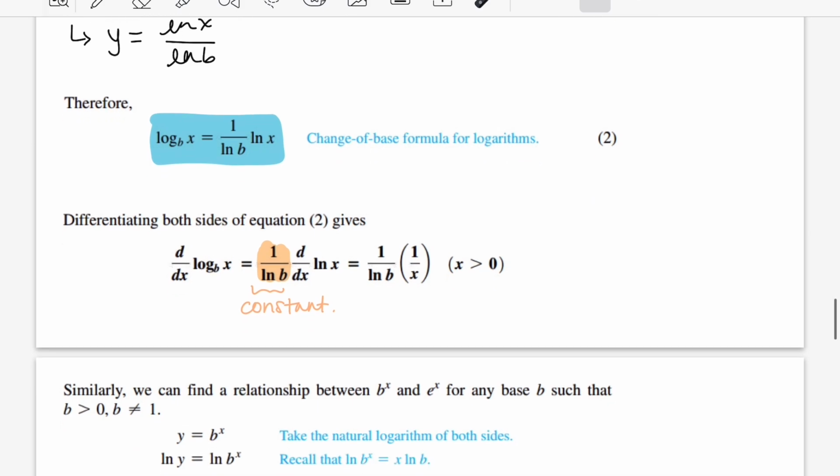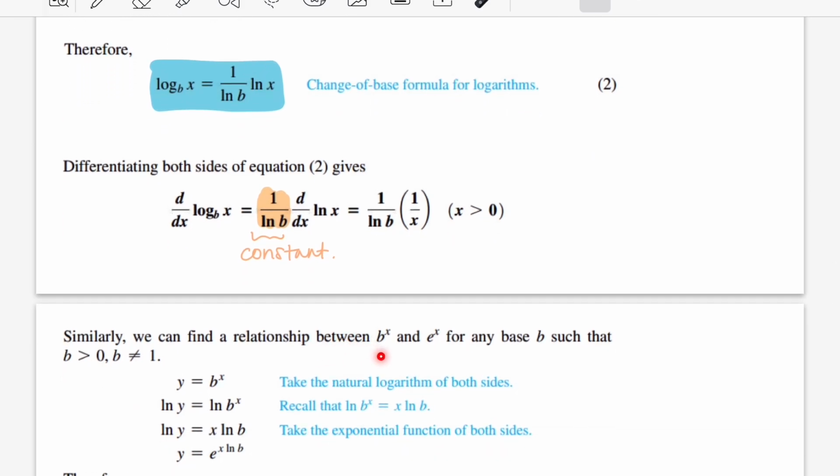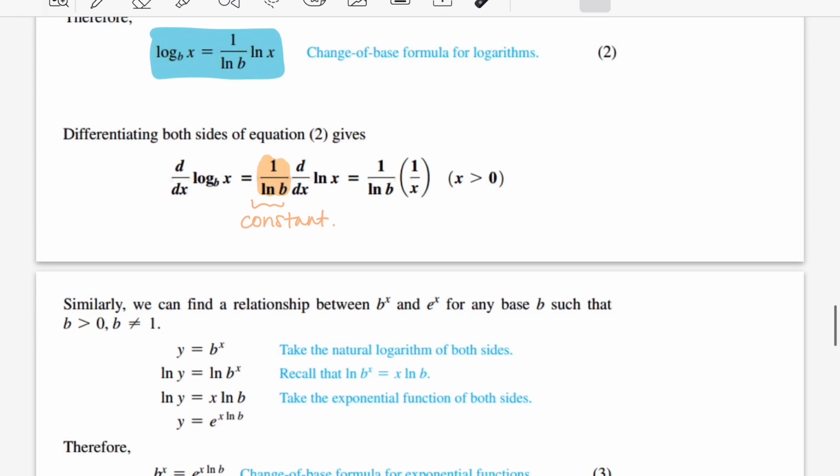Now, doing the same process, we can find a relationship between b to the power x and e to the x for any base b where b is greater than 0 and not equal to 1. So doing the same thing here, essentially, we have y is equal to b to the x, and then taking natural log on both sides so we can use the power rule for logs, brings this x down in front, and then solving for y, we get y is equal to this. Right? And then since y is equal to b to the x and y is equal to this, that means these two are equal. And so this is our change of base formula for exponential functions.